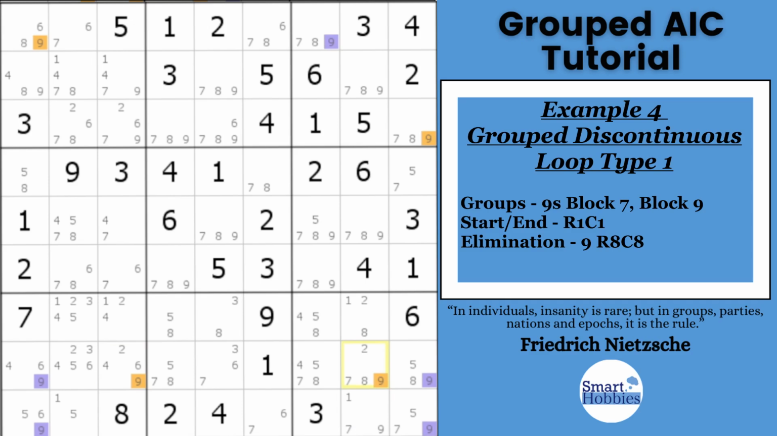So this is a discontinuous loop type 1 where you have 2 weak links in a row. So we can eliminate that 9 and move on with the puzzle. So now let's move on to our last example, very important one. We're going to show you what happens if you can get 2 strong links together.